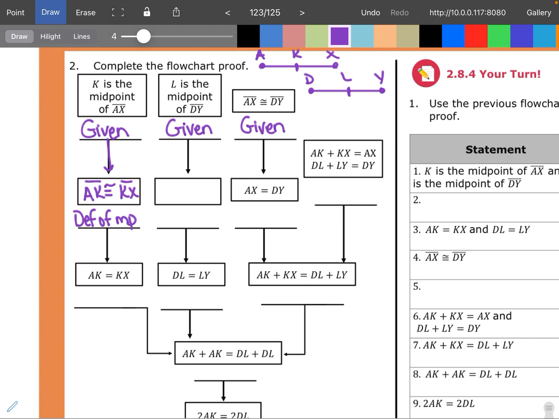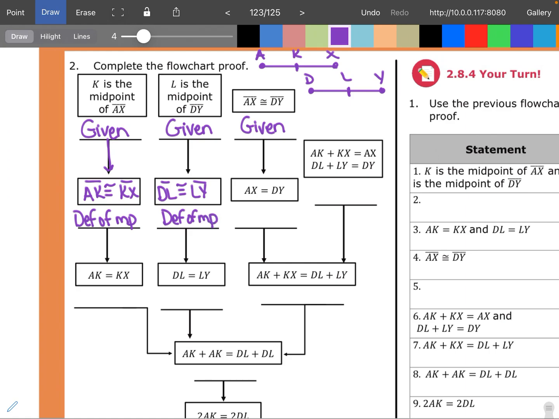Okay, and we've got the same thing going on with L. We have DL is congruent to LY. Same reason, definition of a midpoint.